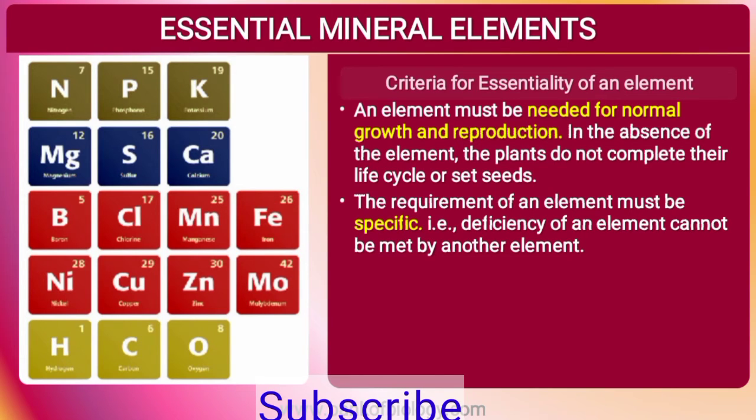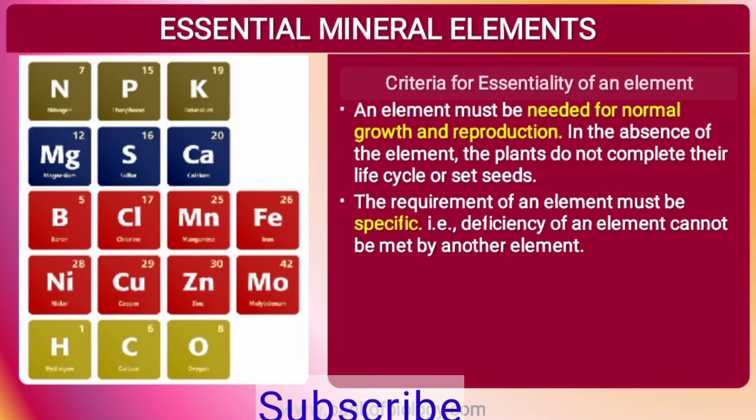Now we are going to look at the criteria for essentiality of an element. That means how an element becomes essential for a plant or an animal. Any element must be needed for normal growth and reproduction. In the absence of the element, the plants do not complete their life cycle or set seeds. Which means if a plant cannot produce next generations, that element is essential for them. The requirement of an element must be specific. Deficiency of an element cannot be met by another element.